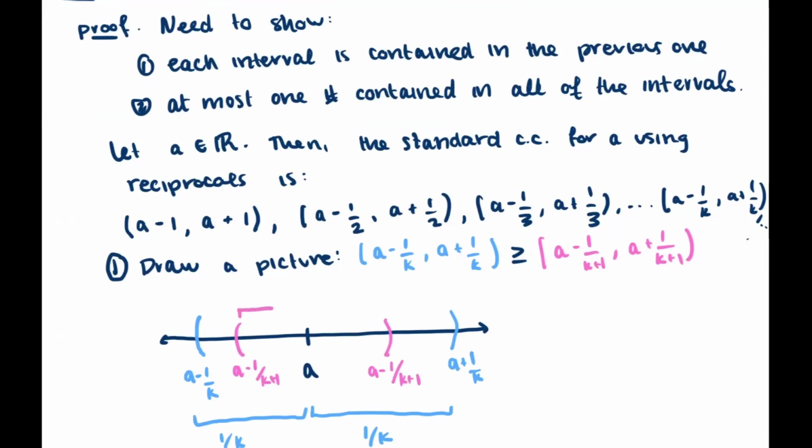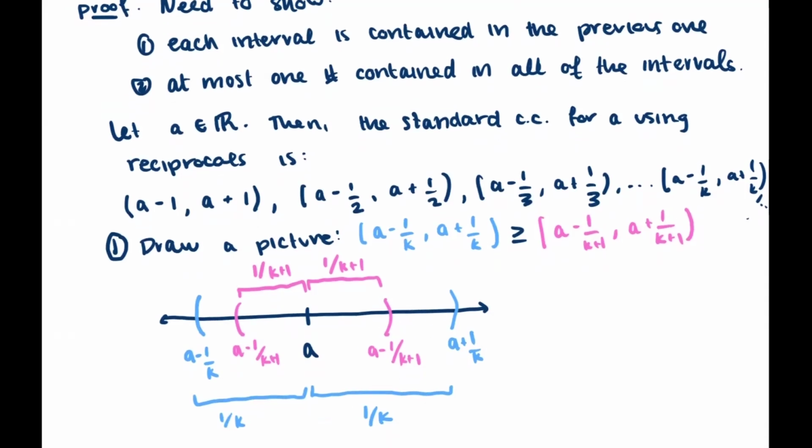So this is 1 over k plus 1 in width now. Right, so the pink interval is contained inside the blue interval simply because the width of the pink interval is 1 over k plus 1, and that is a smaller number than 1 over k, which is the width of the blue interval. Okay, does that make sense? Other questions?